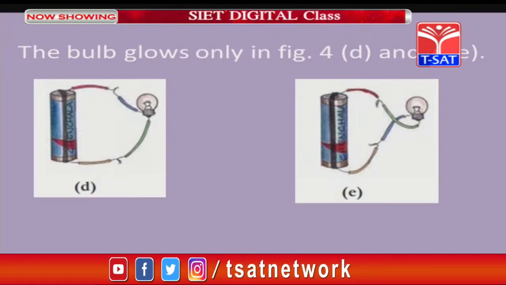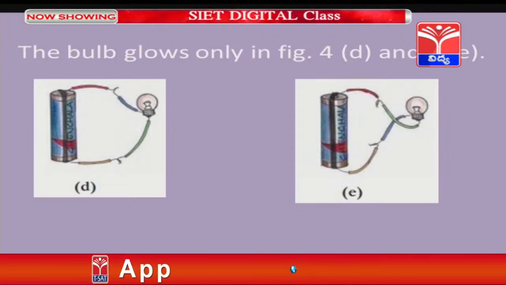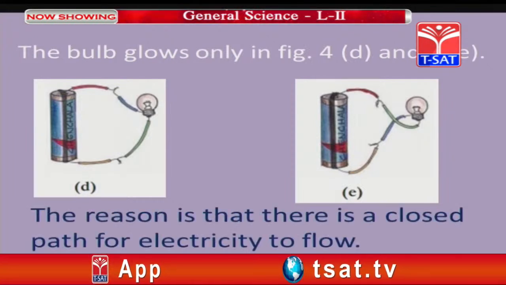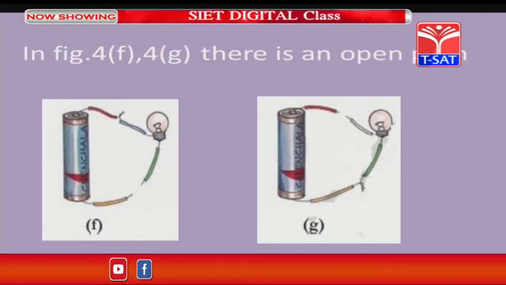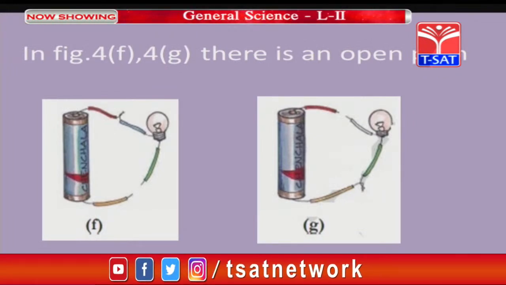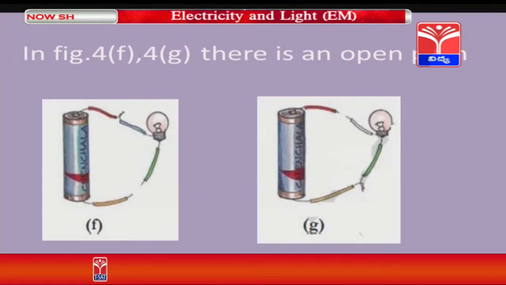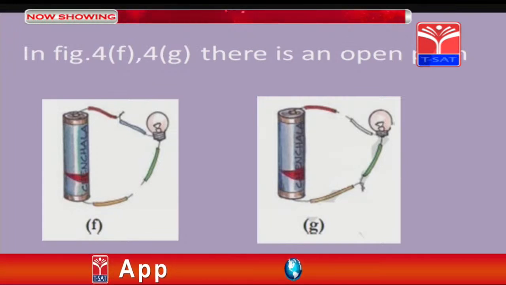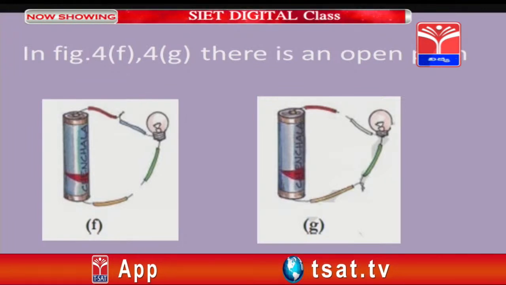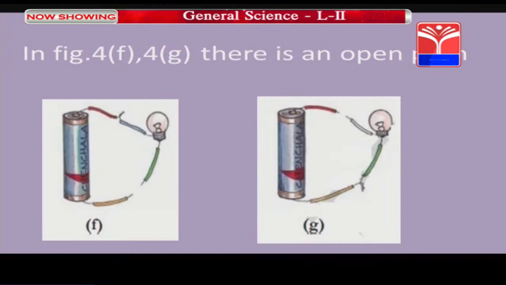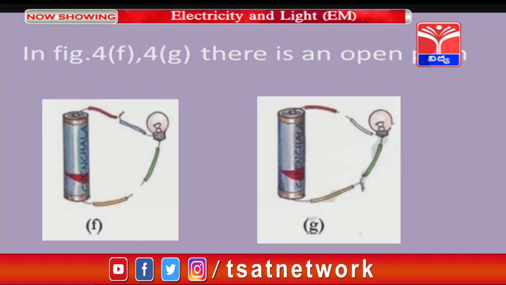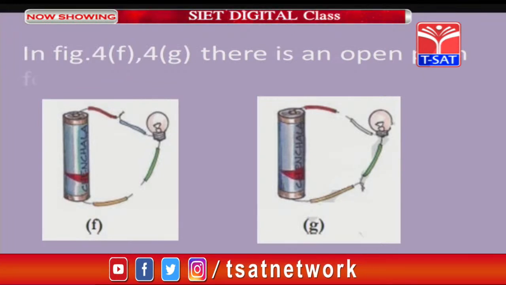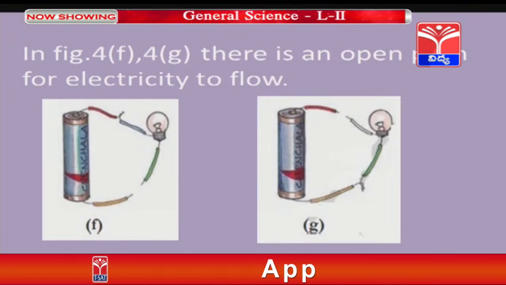Both are connected to the positive terminal and negative terminal of the battery, that is why the bulb is glowing. In figures F and G, there is an open path, that means there is a break in the circuit. In figure F you observe the lower yellow wire is not joined with the green wire of the bulb. In figure G, the red wire of the battery is not joined with the blue wire of the bulb. Therefore, there is an open path, there is no closed path for electricity to flow.